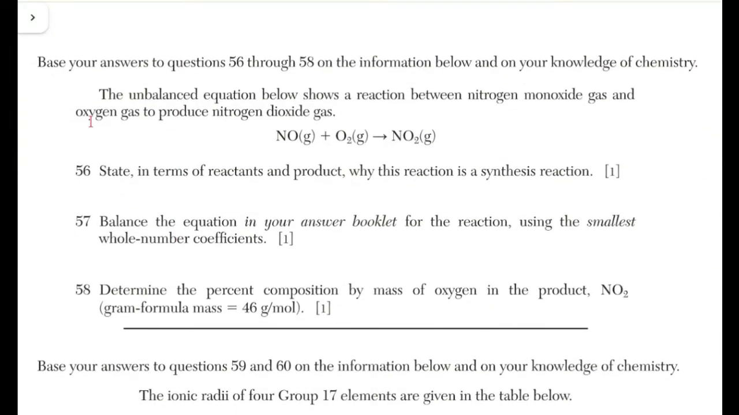The unbalanced equation below shows a reaction between nitrogen monoxide gas and oxygen gas to produce nitrogen dioxide gas. State in terms of reactants and products why this reaction is a synthesis reaction. A synthesis reaction is when simple substances combine to form a more complex product. As we can see in the reaction, NO and O2 form NO2. The two reactants form one product.